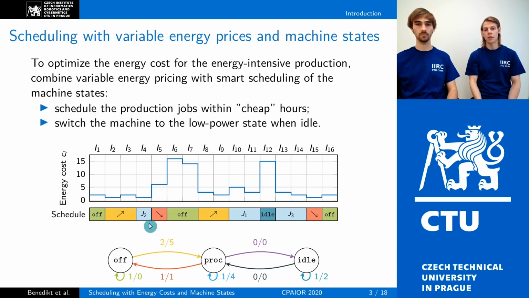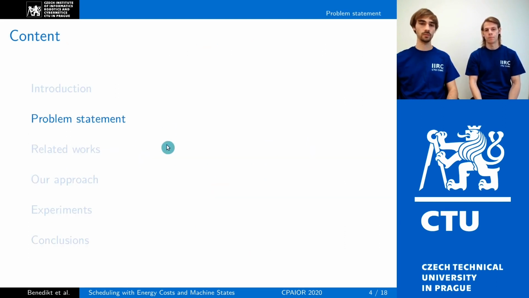The goal is to schedule the jobs on the machine such that the power-demanding operations are scheduled within the cheap intervals and the total energy consumption cost incurred by the machine state is minimized. For example, here you can see an optimal schedule to the following simple instance with 3 jobs and 16 intervals, where during the expensive intervals the machine is either off or idle. Now, let's look at the problem statement more formally.